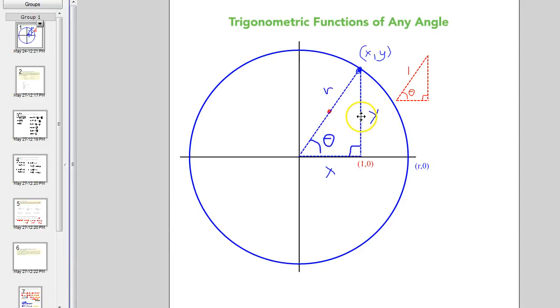So once again, I'm going to peel away that right triangle from the fact that it's inside a circle, and I've got a right triangle again. So I can talk about right triangle trig. I can say the cosine of this angle is adjacent over hypotenuse, the sine is opposite over hypotenuse, and the tangent is opposite over adjacent. And so we can now redefine the trig functions back inside a circle.